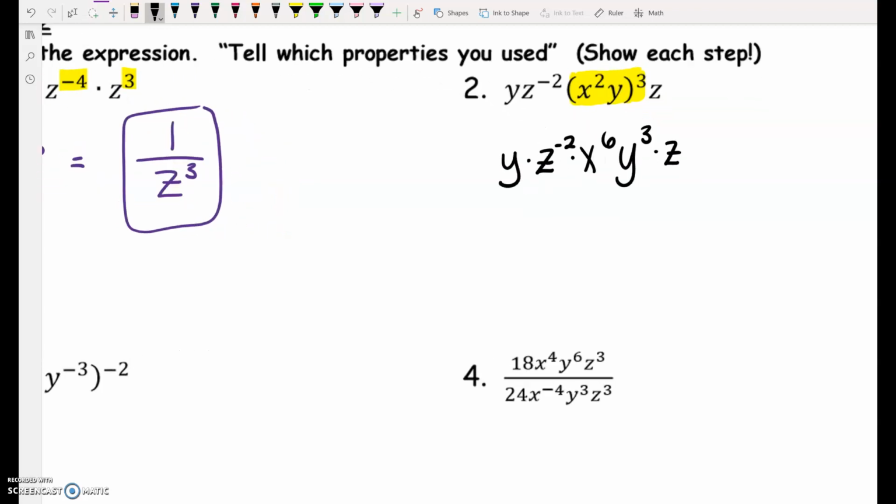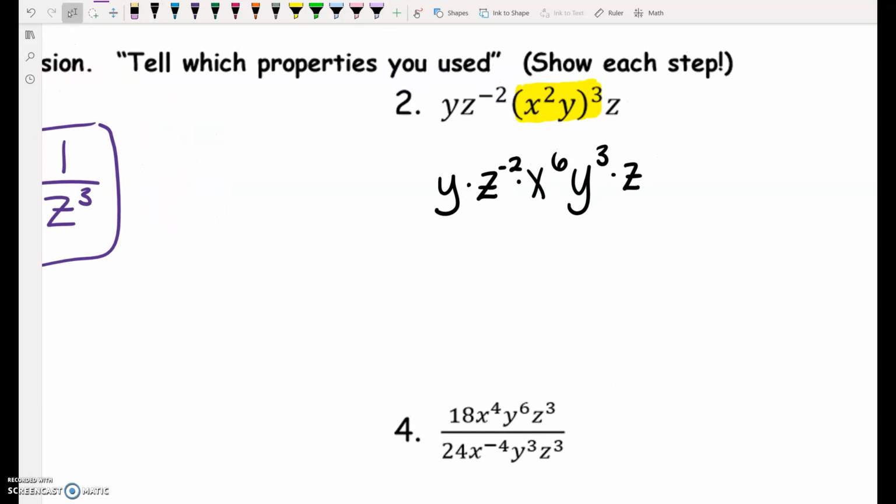Some people like to deal with the negatives right now, but I'm going to wait until the end to see what negatives we have. Okay, so first I'm looking for x's because you want to write your simplified answer in alphabetical order. So x's first. We've got x to the 6th. Then y's. We've got a y to the 1st and a y to the 3rd. That would be y to the 4th. And then z's. We've got z to the negative 2 and z to the 1st. Negative 2 plus 1 is negative 1.